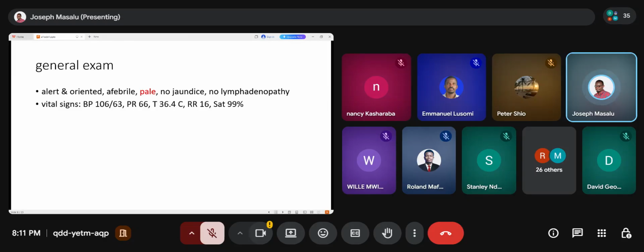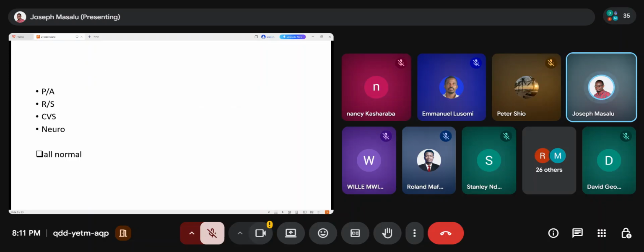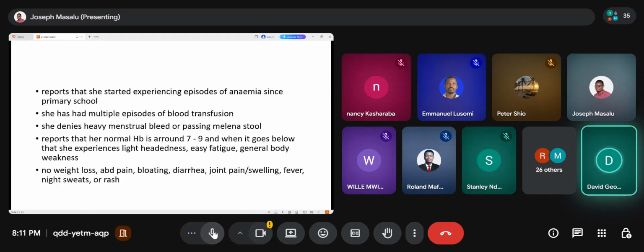General exam. Let's proceed because there is nothing in the general exam except that she was pale. Vital signs, other aspects of the general exam were normal, and the systemic exam was also normal. So, the HPI: these are episodes of anemia since primary school, and multiple episodes of blood transfusion.